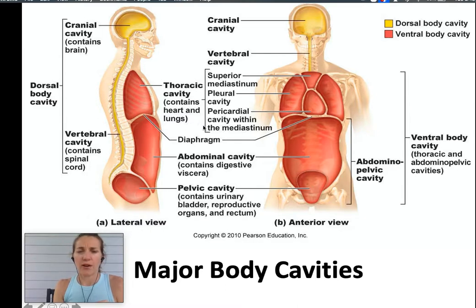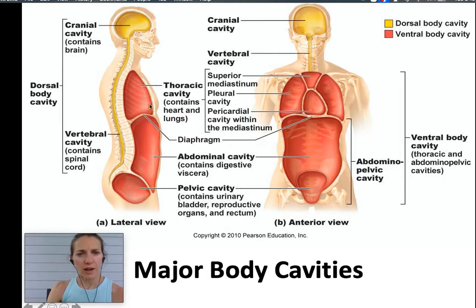The one that surrounds the heart is pericardial. Peri is one of those root words that you will see an awful lot in this class, and I always think about a periscope. So a periscope comes out of the submarine and looks around. So peri means around, and so it's literally saying the cavity that goes around the heart.